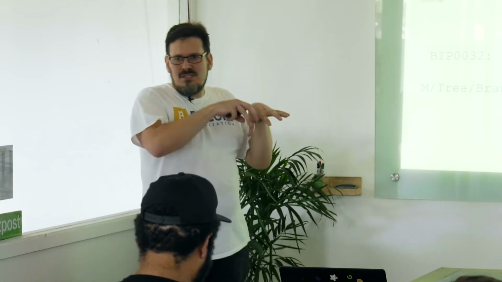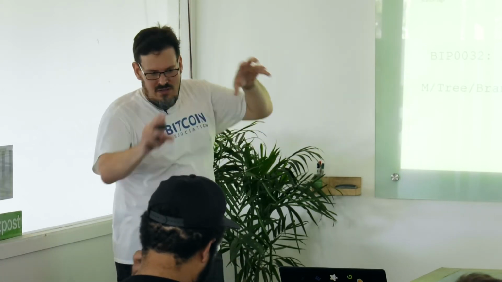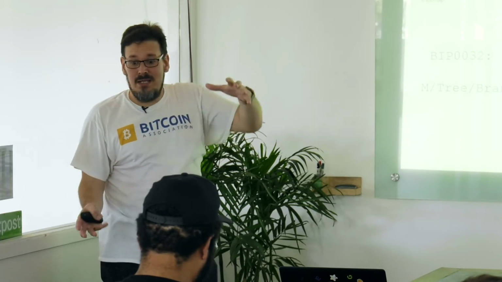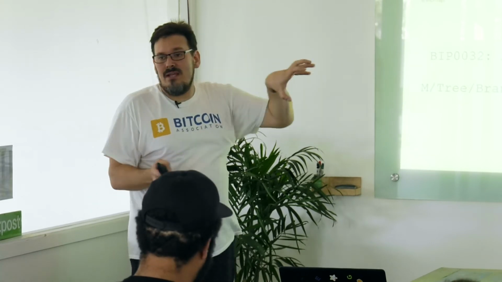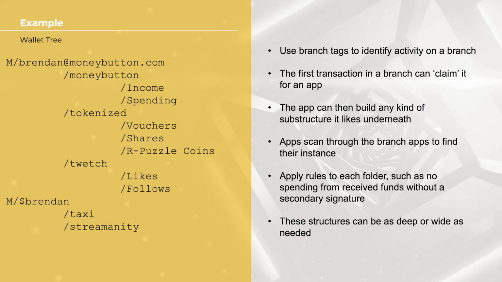Apps simply scan through the branch, find all the addresses where they should have money, and then you can take that and put that in a Bloom filter and get all of the information back for any particular branch of your tree. And this is just a very simple example. So I could have my brendan@moneybutton.com master key, but under that I might have a Money Button branch, a tokenized branch, and a Twetch branch.